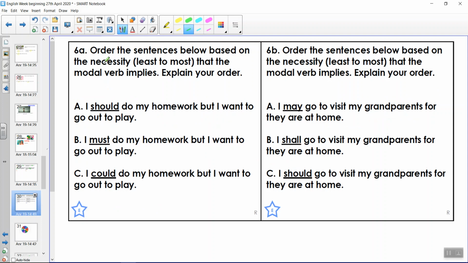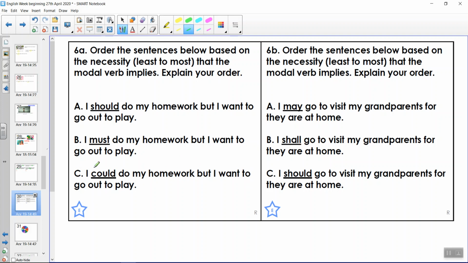Okay, so the instruction is order the sentence below based on the necessity, least to most, that the modal verb implies. We've got to explain what we're thinking here. So the sentence is, I should do my homework, but I want to go out to play. I must do my homework, but I want to go out to play. I could do my homework, but I want to go out to play.